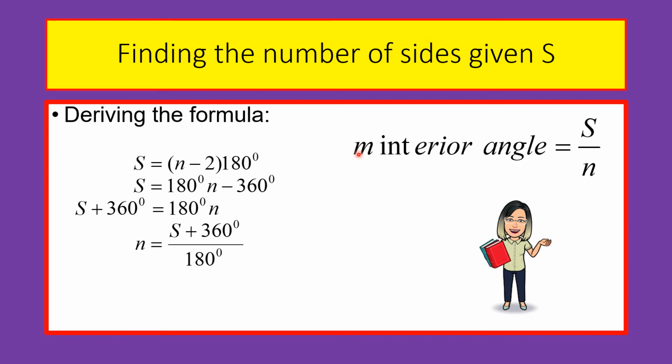In finding the measure of an interior angle, the formula is the sum of the interior angles of a convex polygon divided by n, which is the number of sides.